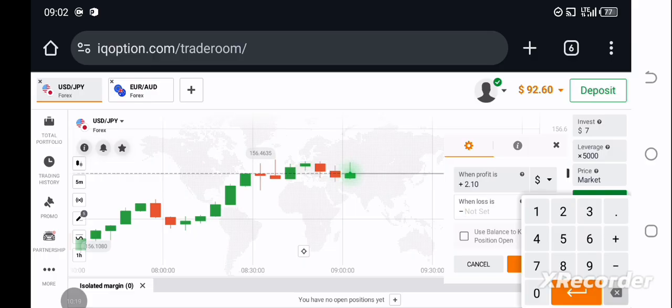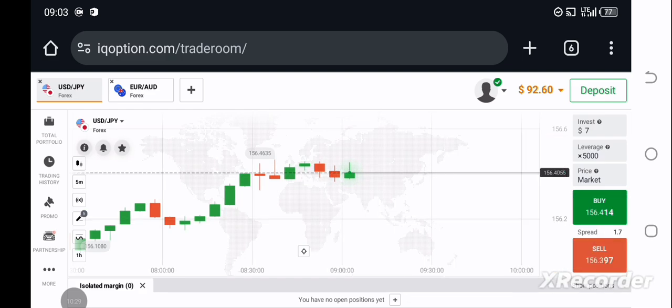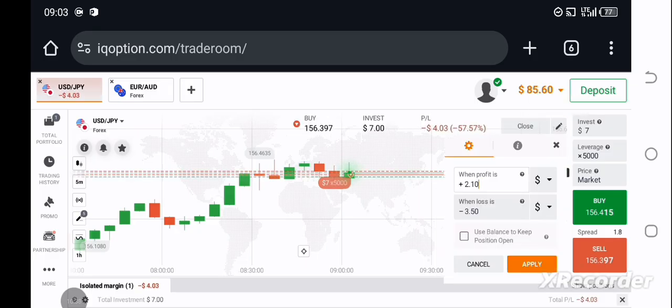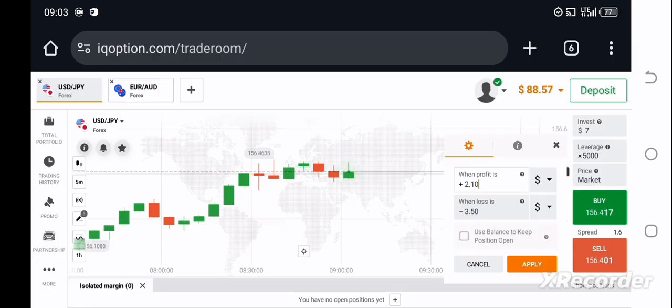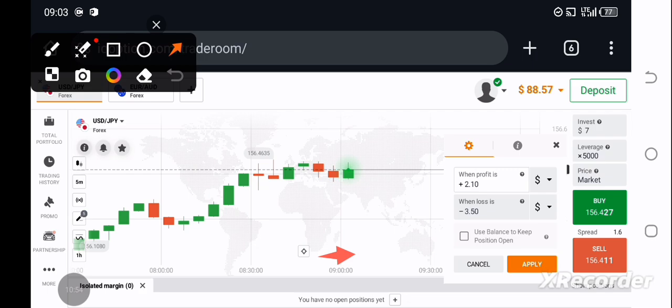Then you can go to your stop loss and set it at 100%, since you are not going to use your balance to keep the position. Look at this place where it is written, use balance to keep position open. Look at this small box here.